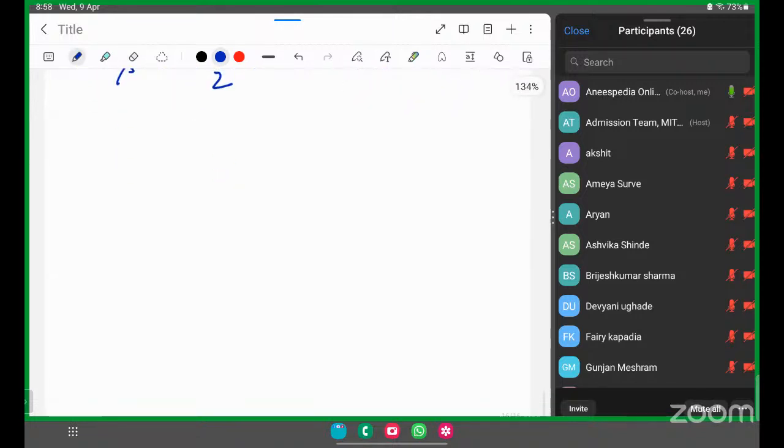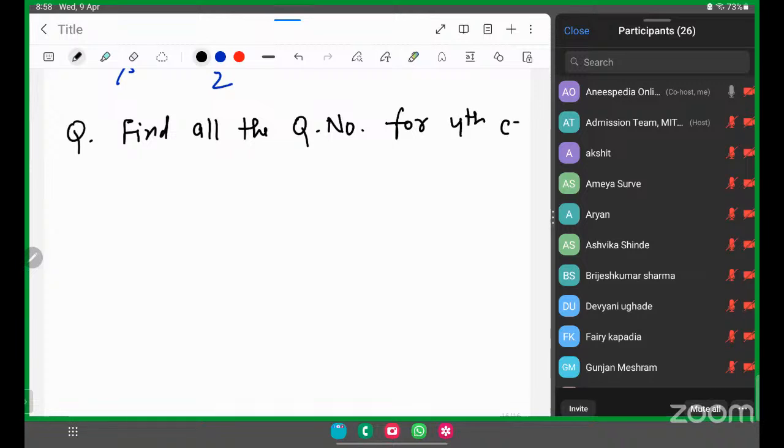Let's do one more question. Find all the quantum numbers for the fourth electron in 3d7. In this case, we have 3d7. What will be the value of N? N will be 3.